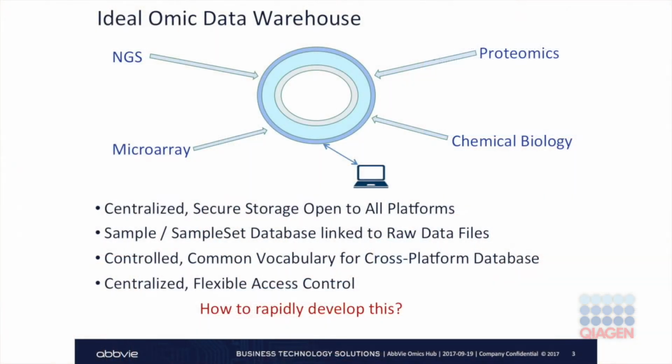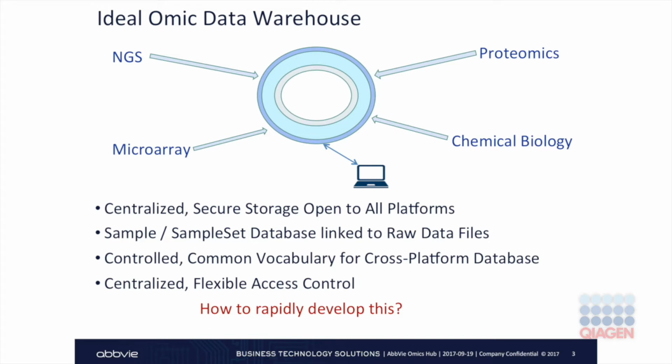We want to be able to have a centralized, secure storage for data from all these platforms, right? Not just randomly here and there. And we'd like to have a sample and sample set database linked to those raw files. So we could say in the future, hey, do we have any samples on this kind of cell line, whatever? We'd like to have that in a database that we could access in the future.